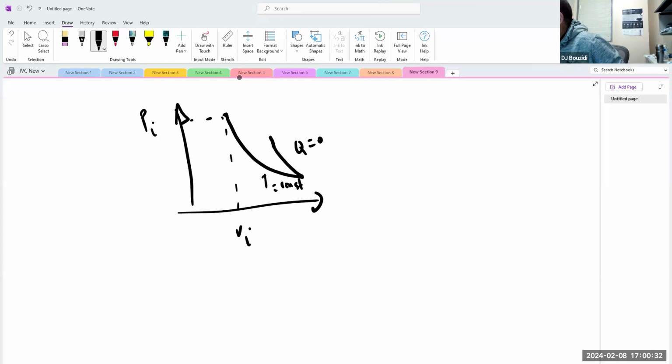It contracts adiabatically to reach a final state with pressure Pi. So at the end, we're back to the same pressure, Pi, and volume 3 times Vi. So this volume is 3 Vi, okay?